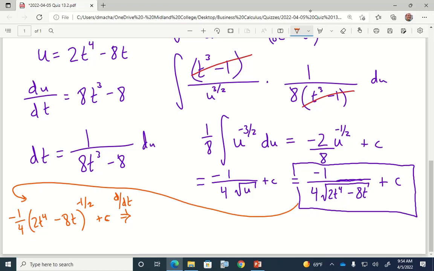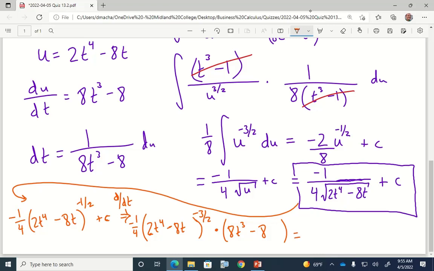And when I take the derivative, I reduce the exponent by 1, or I subtract 1 away from the exponent. So that becomes a negative 3/2 power instead of negative 1/2. I keep the negative 1/4 around, and then the inside is 2t to the 4th minus 8t. And then the derivative chain rule says I now have to multiply times whatever is going on inside the parentheses here. So the derivative of this stuff would be 8t cubed minus 8.